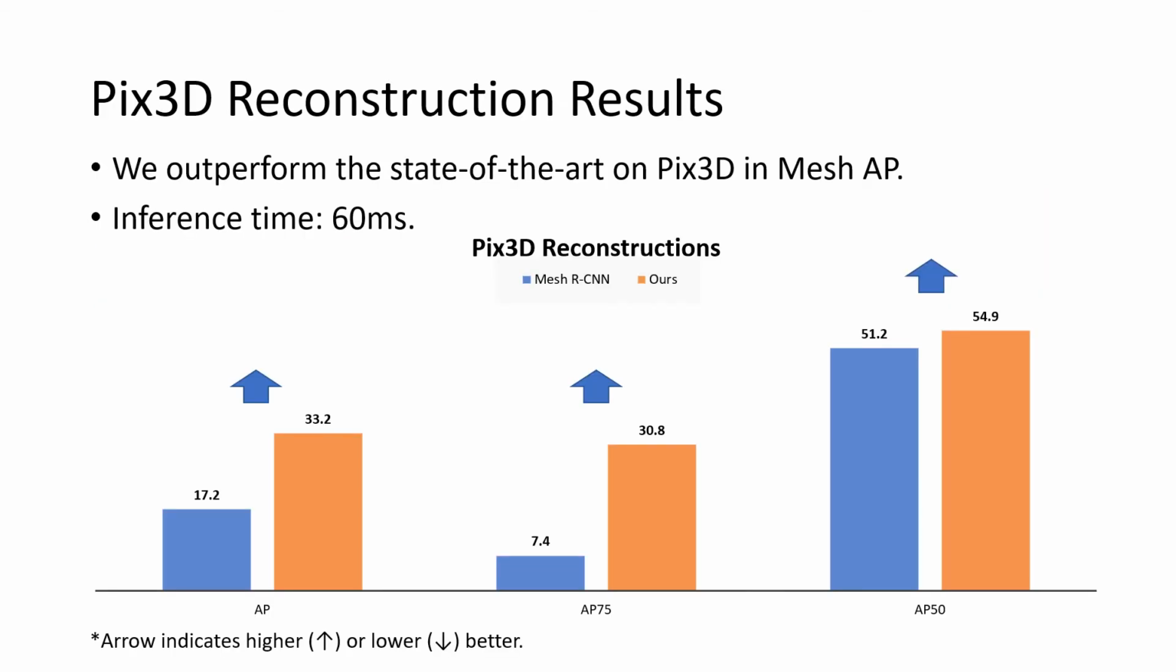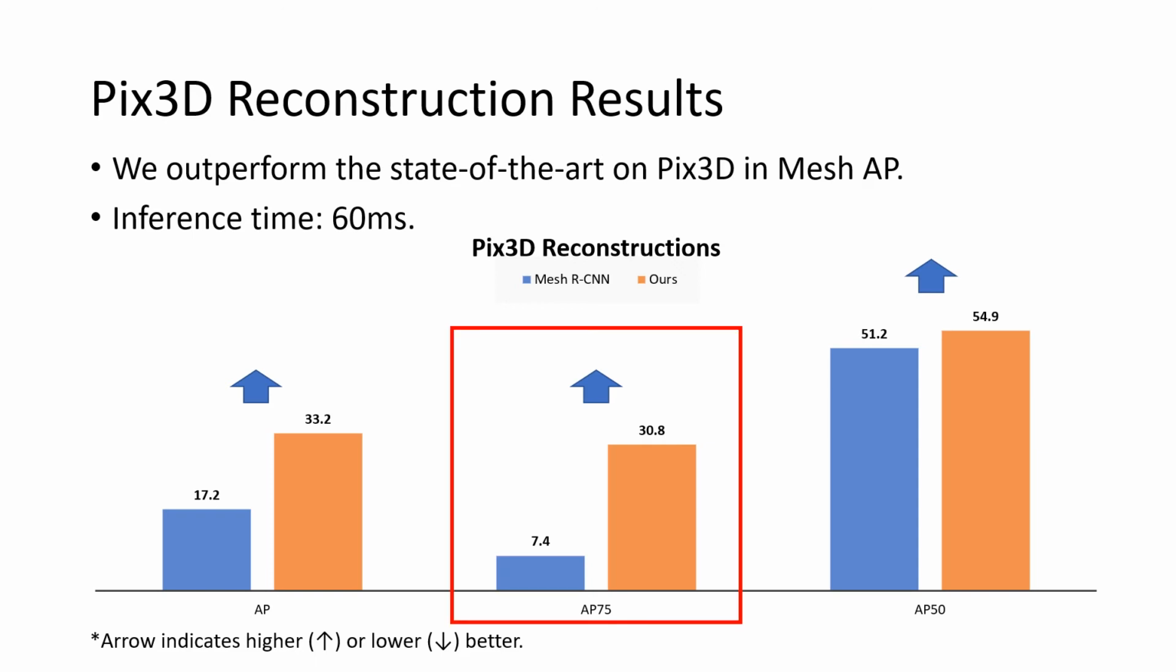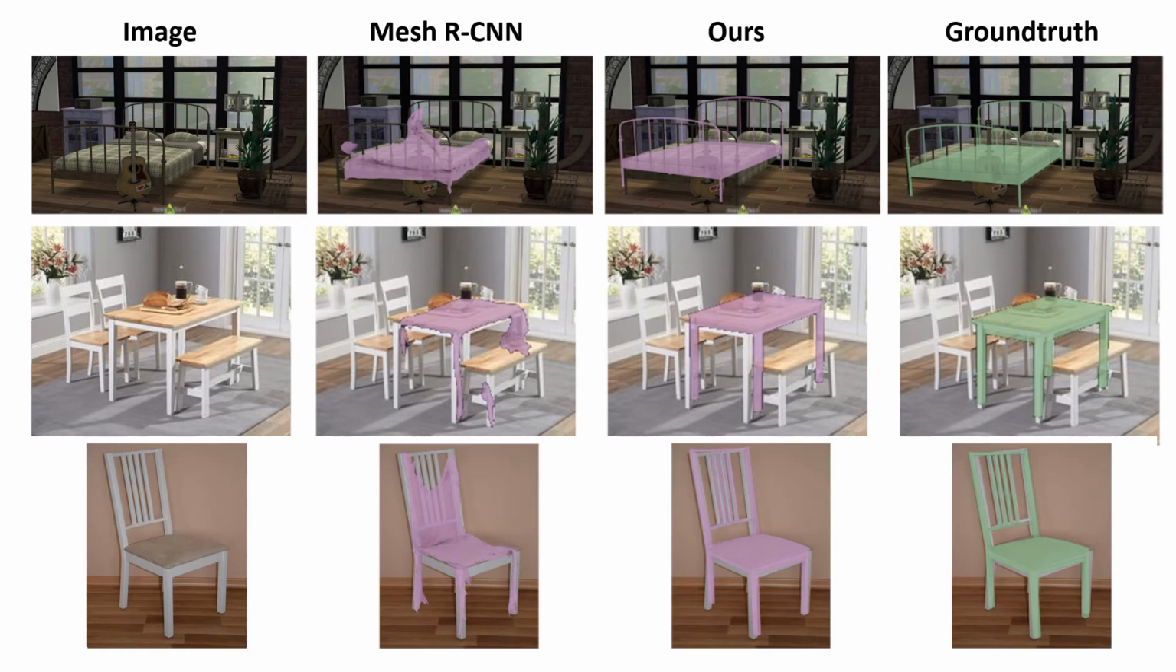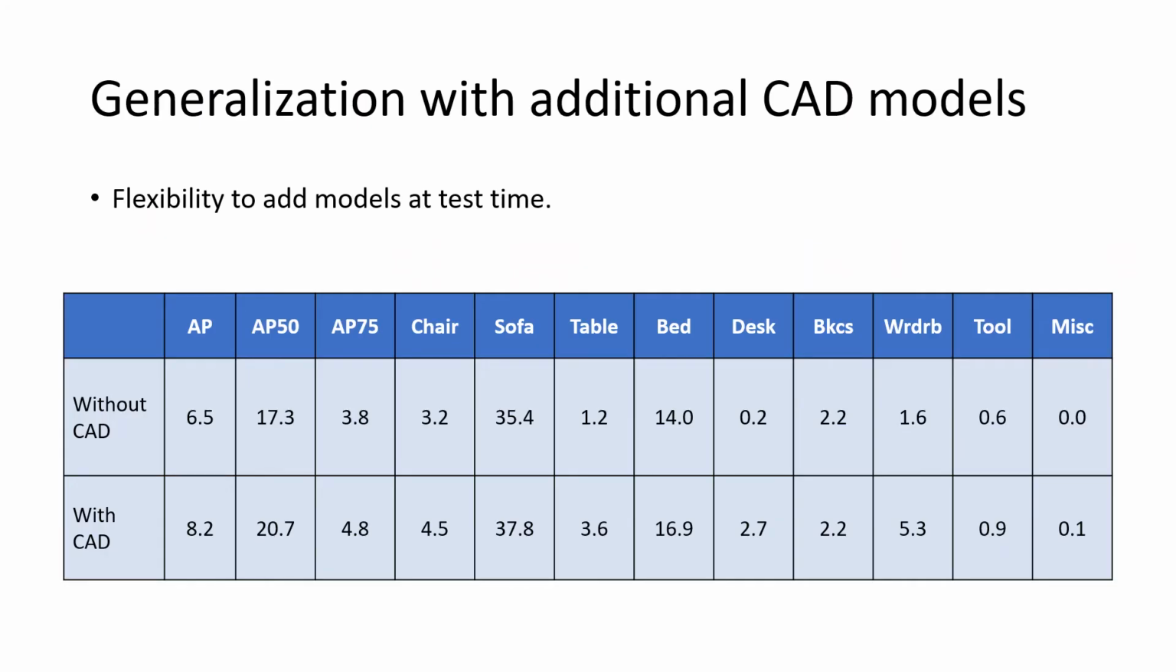We significantly outperform the state-of-the-art on Pix3D in Mesh AP. Inference time is 60 milliseconds. Notably, we quadruple the performance at AP75. Visualization shows that our reconstructions are clean and accurate. A unique benefit of our CAD representation is the flexibility to add models at test time. This improves the performance for all categories.